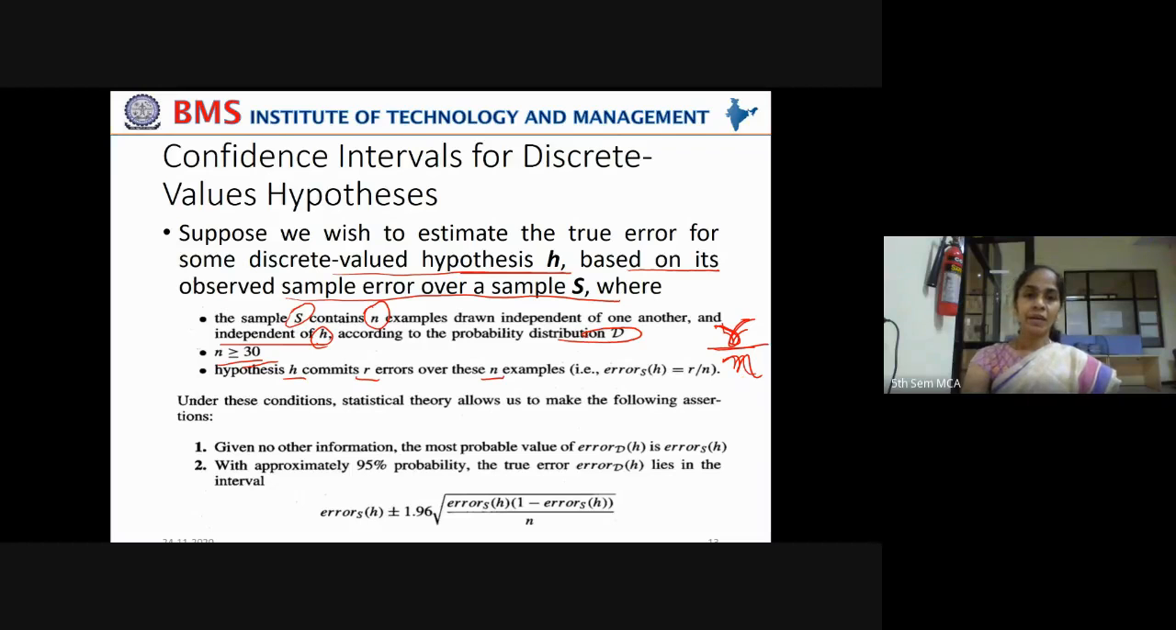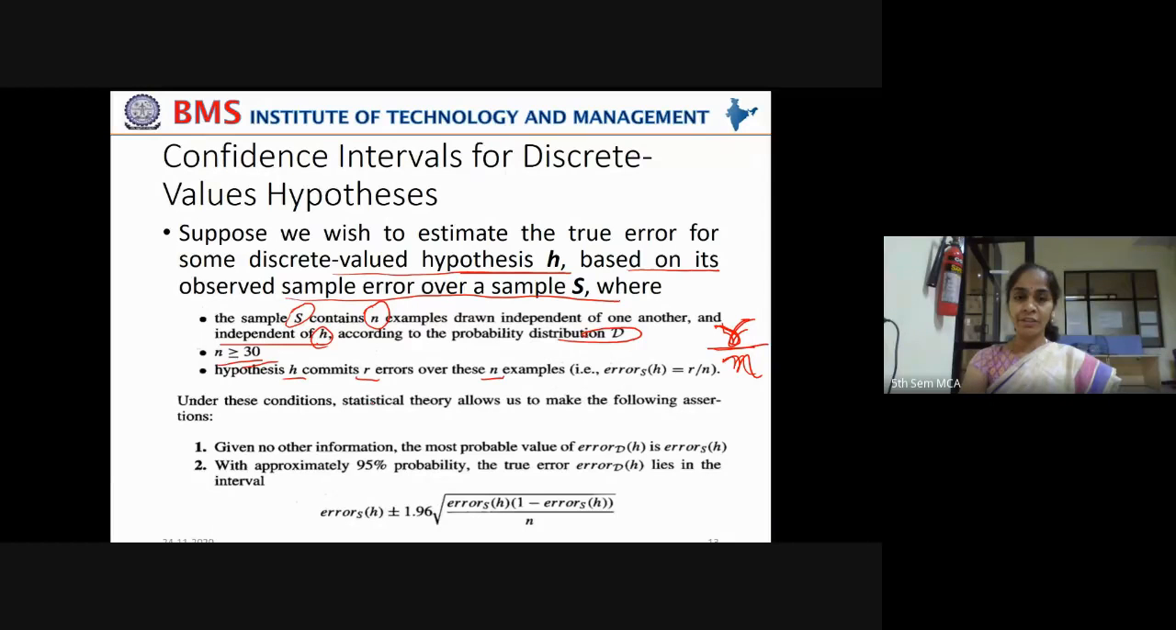Got it? Now, under these conditions, statistical theory allows us to make the following assertions. What is the difference between assumption and assertion? Assumption means we are taking some things for granted. We are assuming that these are true, and we start our experiment. Now we get some confidence after that experiment to assert something, to state something with some confidence. Those are called assertions.